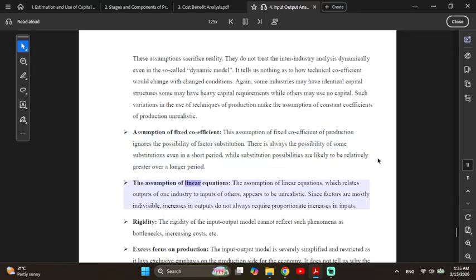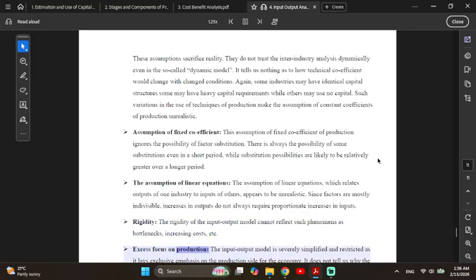The assumption of linear equations. The assumption of linear equations, which relates outputs of one industry to inputs of others, appears to be unrealistic. Since factors are mostly indivisible, increases in outputs do not always require proportionate increases in inputs. Rigidity. The rigidity of the input-output model cannot reflect such phenomena as bottlenecks, increasing costs, etc.